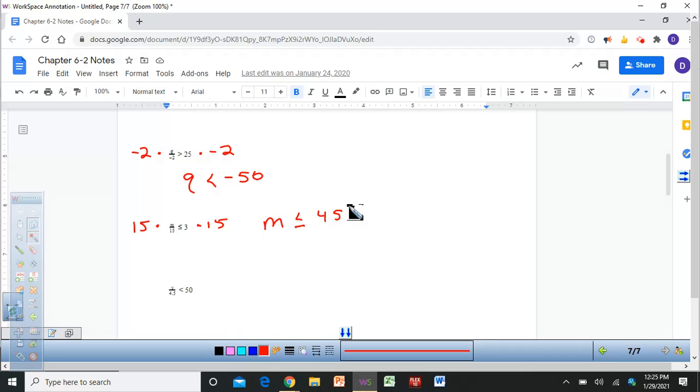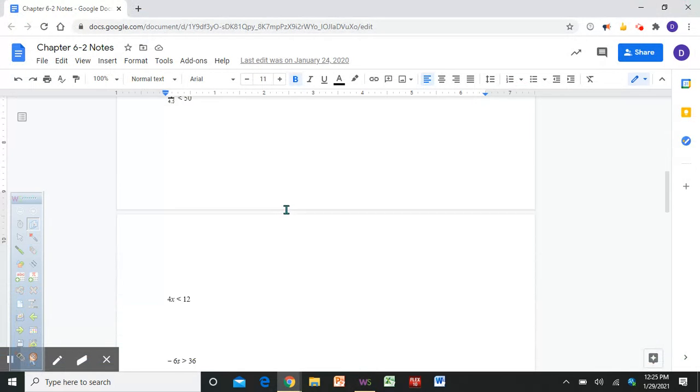Okay, so on to the next one. We're going to multiply both sides by 4.5. We're going to leave our sign alone because it wasn't negative. What we're looking for is whether this number is negative. Sorry, this number is positive, so we're going to leave it alone. And that's going to give us 225.